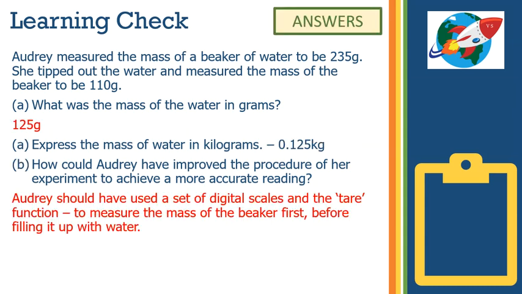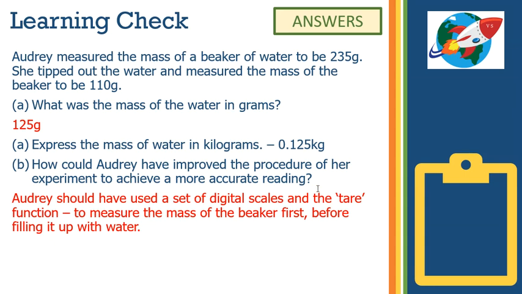Welcome back. Here are the answers to our learning check. Audrey measured the mass of a beaker of water to be 235 grams. She tipped out the water and measured the mass of the beaker to be 110 grams. A. What was the mass of the water in grams? Well, this was 125 grams, which is 235 minus 110. B, sorry, that should read B. Express the mass of water in kilograms. So in kilograms, it's 0.125.